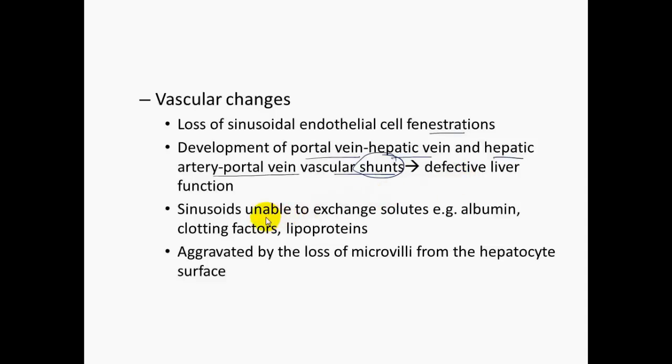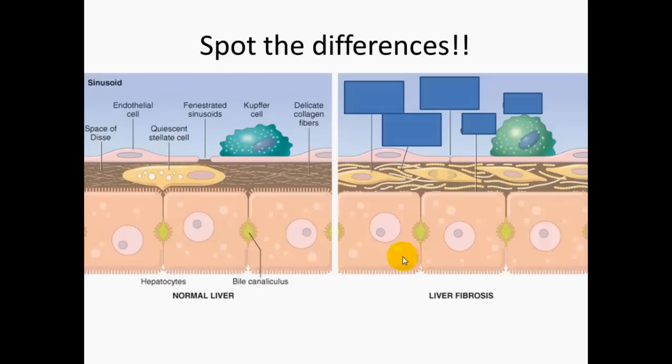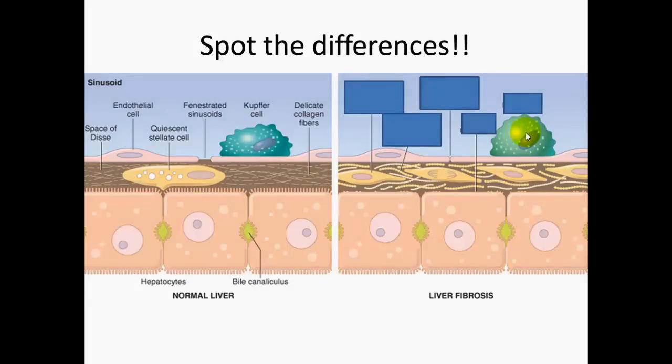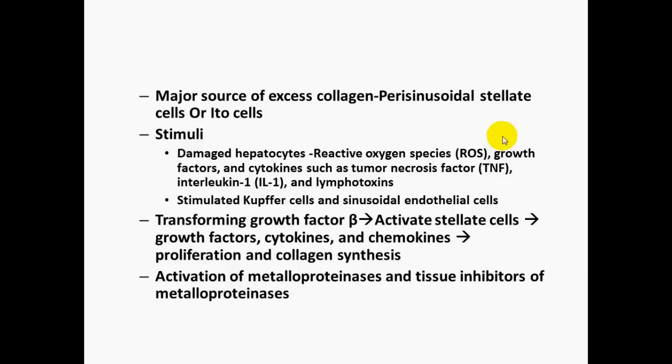They will be not able to exchange albumin, clotting factors, and lipoproteins. All these things are going to be important in seeing the clinical features, which we shall be discussing in a while. They will be aggravated by the loss of microvilli from the hepatocyte surface, right? So now you can spot the differences. You have this activated myofibroblast, you have dense extracellular matrix, you have lack of fenestrations, you have loss of microvilli, you have this activated macrophage. All these changes are going to be seen in liver fibrosis.